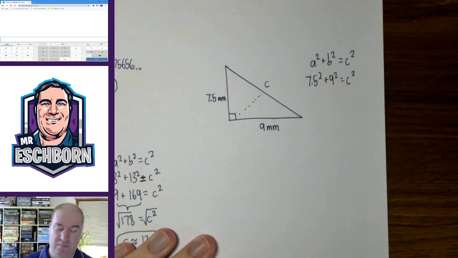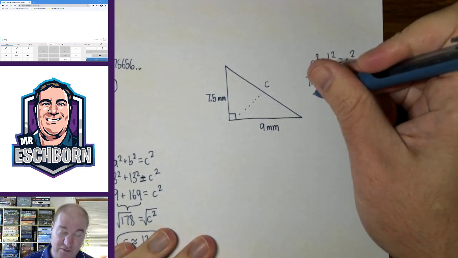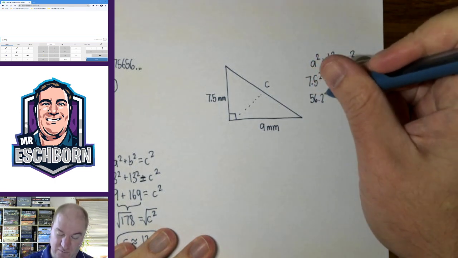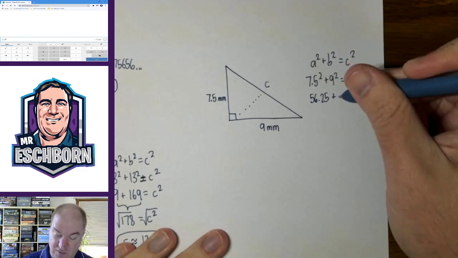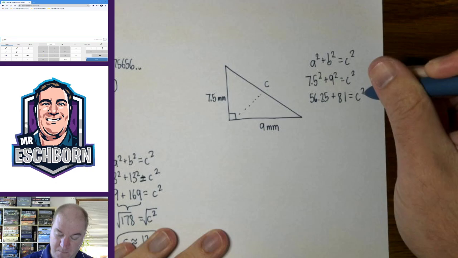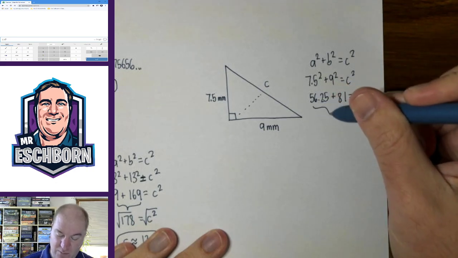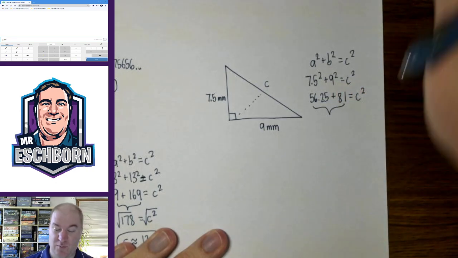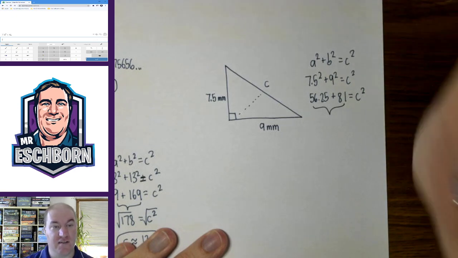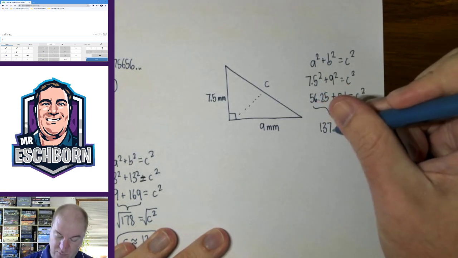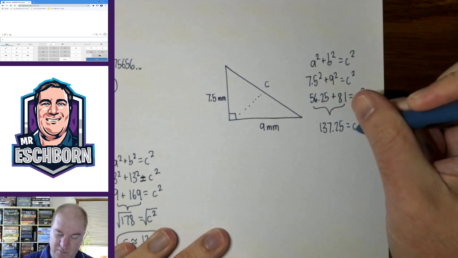You will always be able to use a calculator on these problems, so don't feel like you have to do 7.5 squared in your head or on paper. Feel free to use your calculator. 56.25 is what 7.5 squared is. 9 squared is 81. Now, if I want to know C, I should probably simplify this. 56.25 plus 81 is 137.25, which is equal to C squared.